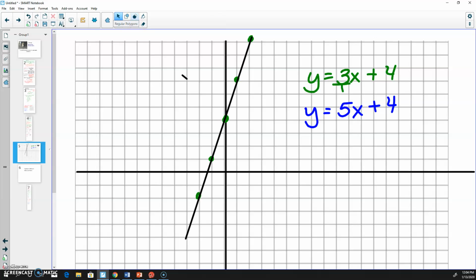Right? The next one, what's your starting point? 4. And your slope is up 5 over 1. So up 1, 2, 3, 4, 5 over 1. Down 1, 2, 3, 4, 5, backwards 1. So your line would look something like this, right? Which line is more steep, the first one or the second one? Second one's more steep. So all you did was your slope went up, so the line became more steep.